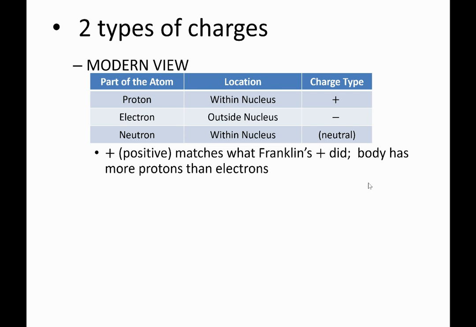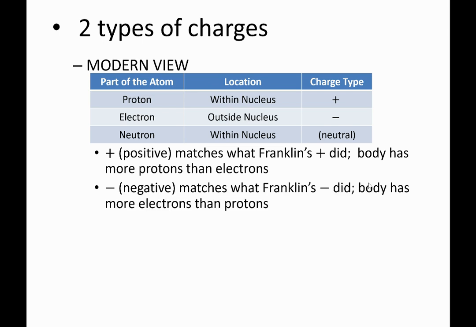Nowadays, we recognize that something being positive means it has more protons than it does electrons. We call something negative today because it still matches Franklin's descriptions of how negative particles interacted with the rest of the universe. But today we understand this rather than a lack of electrical fluid. We know that this means that something has more electrons than protons.